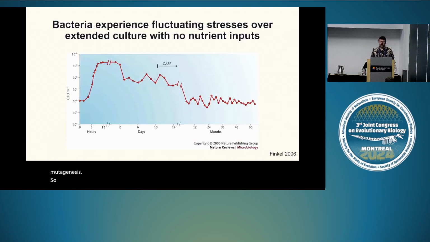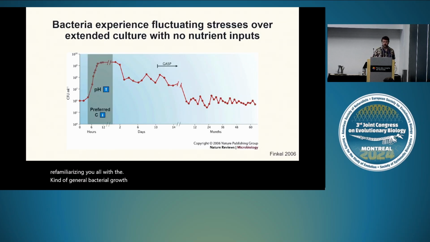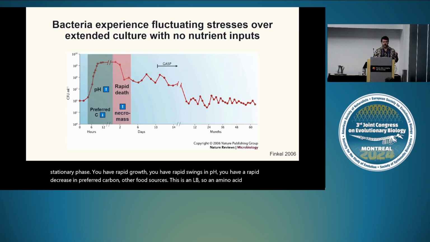So I work on E. coli, specifically bacterial adaptation to starvation. I want to begin by refamiliarizing you all with the general bacterial growth curve. First, there's this period of exponential phase, the stationary phase. You have rapid growth, rapid swings in pH, and a rapid decrease in preferred carbon and other food sources. This is in LB, so an amino acid-based media, but a rich media.